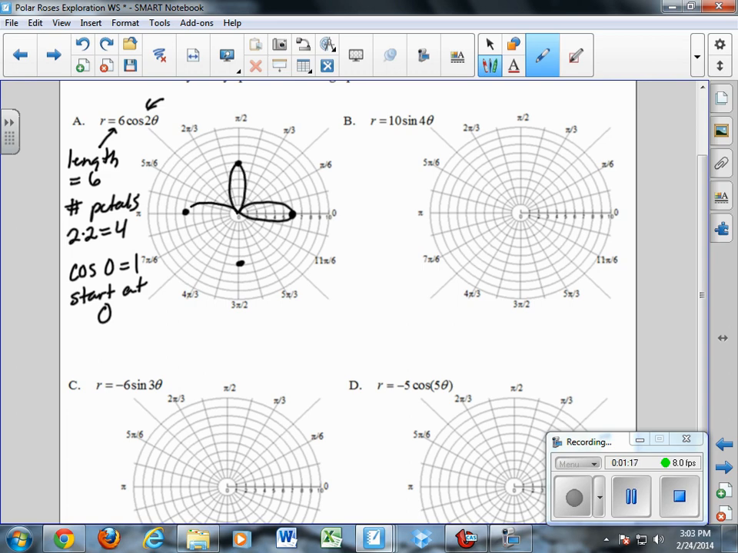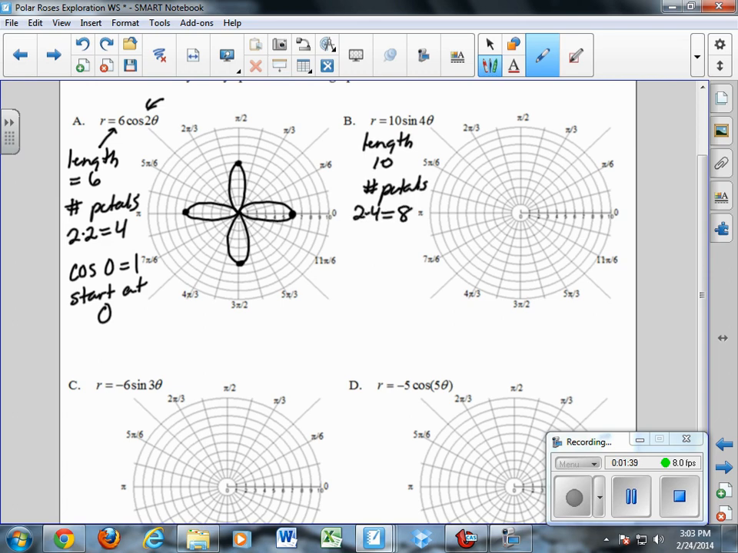Okay, so those, and I'm not too worried about how thick the petals are. They're just as long as I have 4 petals and they're the correct length and the first one starts in the correct space. Here, the length of the petals is 10, and the number of petals is 8 because it's 2 times 4.